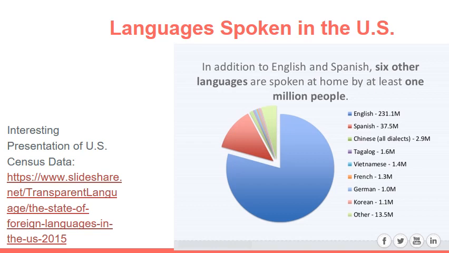This graph just demonstrates that in the United States, there are 6 languages other than English that have more than 1 million speakers. And as I just talked about in the other slide, the vast majority of speakers of languages other than English speak Spanish.